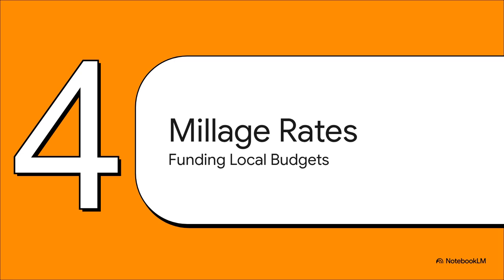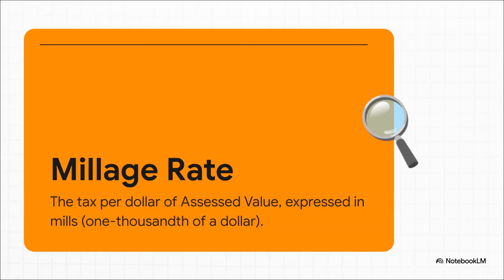Section 4, budgets and millage rates. So we have our $33,000 assessed value. Now for the final, and undoubtedly the most impactful variable, the millage rate. A millage rate is the tax per dollar of your assessed value, expressed in mills. And a mill is just 1/1000th of a dollar.